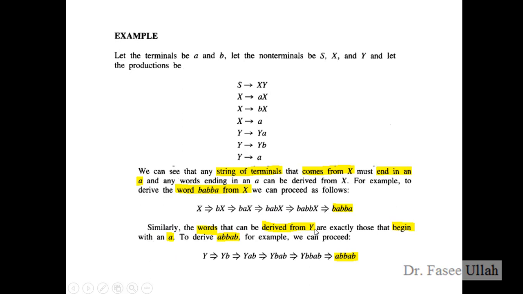The words that can be derived from Y are exactly those that begin with a. To derive ab, for example, we can proceed: Y is equal to yb, yab is equal to ybab, and ybbab, and finally we replace Y with a over here, and we get abb and ab. Okay, so we have obtained the particular output from a certain condition. So we have to be very clear and very focused in choosing, to get the required result.